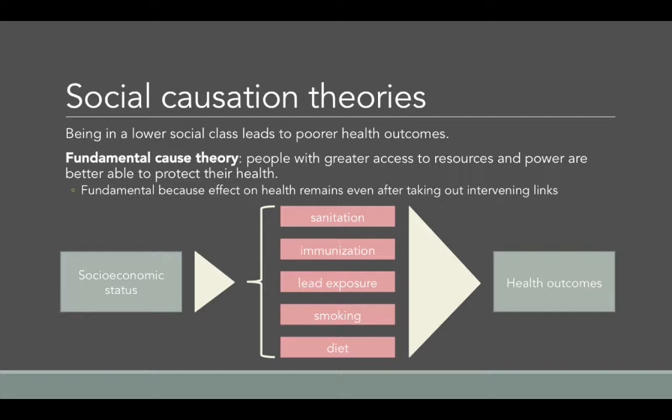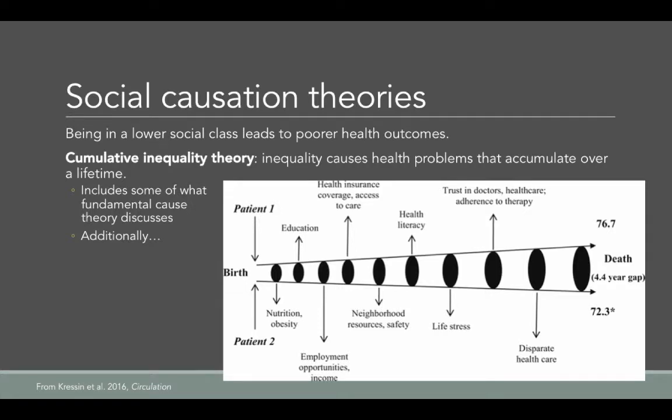A related theory, also a social causation theory, is what we would call cumulative inequality theory. This theory also argues that being in a low social class leads to poorer health outcomes. But this theory does not only focus on access to resources. Cumulative inequality theory is also sometimes called cumulative disadvantage theory because it focuses on the way that disadvantage accumulates over a person's lifetime. So cumulative inequality theory argues that inequality causes health problems that accumulate over a lifetime.